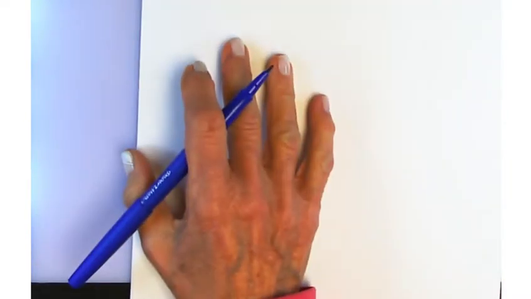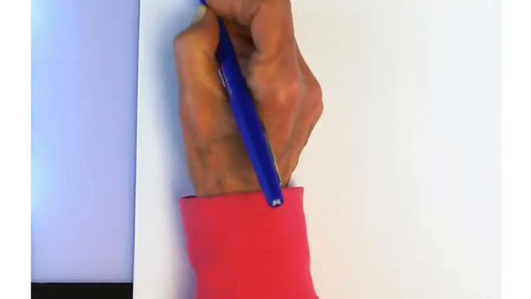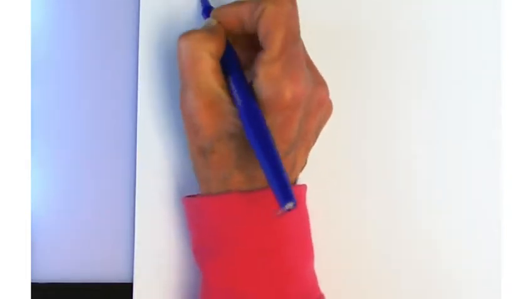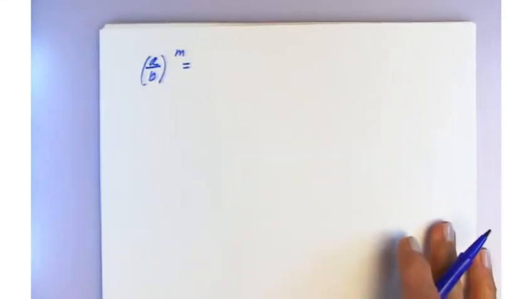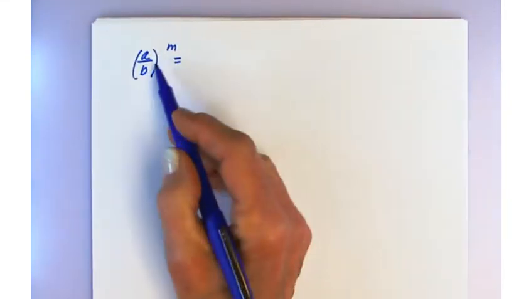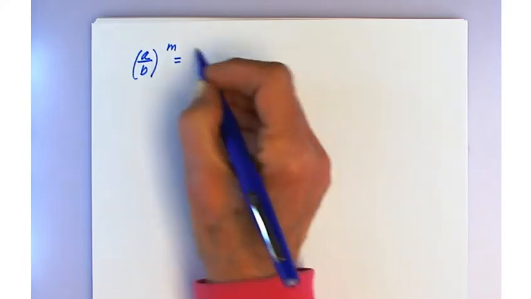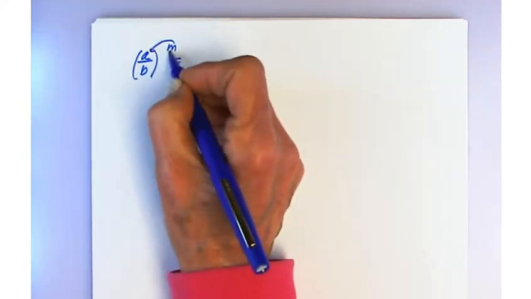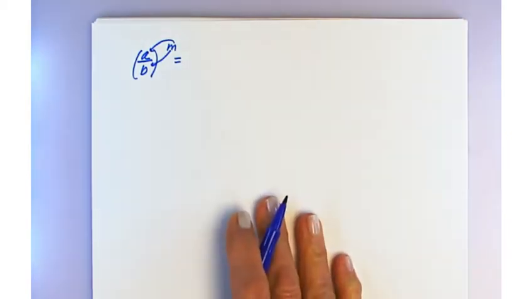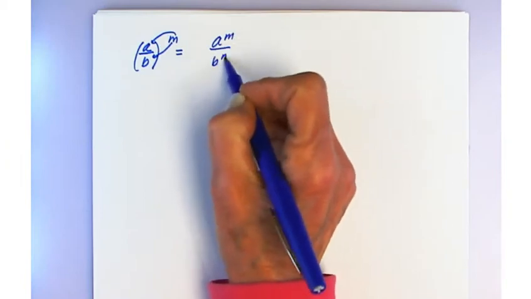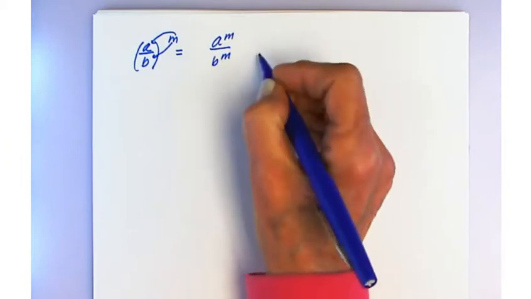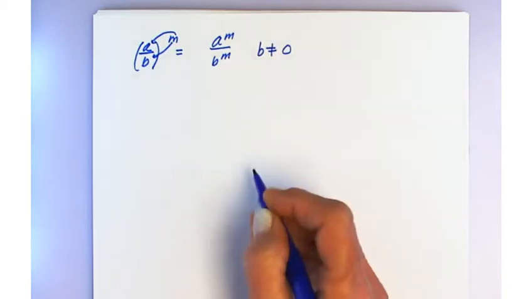So now let's look at this. Inside our parentheses, we have a quotient. We have a quotient to the exponent m, and remember we're going to distribute that m over the numerator, and we're going to distribute it over the denominator. So we get a to the m over b to the m. The only stipulation is that the denominator cannot equal 0.